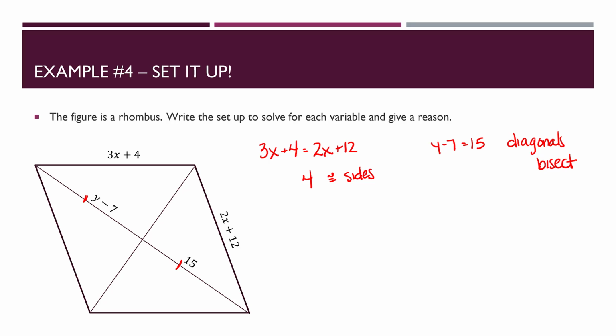On our last problem, we had diagonals were perpendicular because we were talking about an angle. This is talking about the segment of the diagonal, so now we're going to use the reasoning diagonals bisect because that's the segment. And you could go ahead and solve this if you chose to, but we're not going to do that in this lesson. Okay?